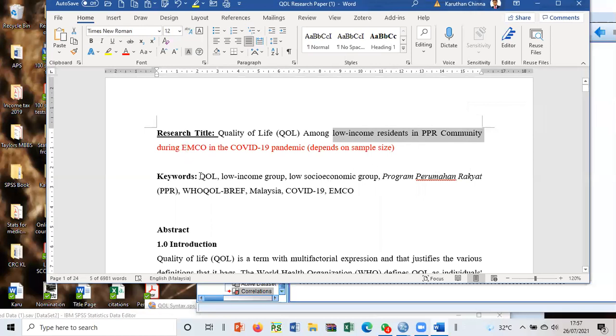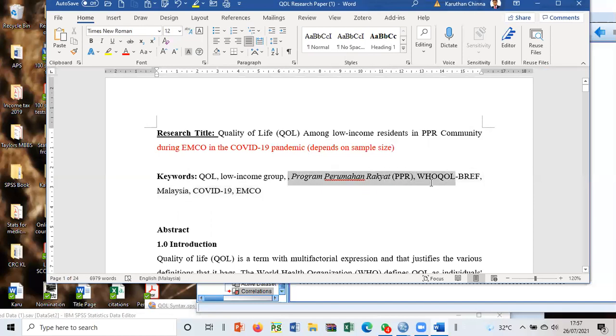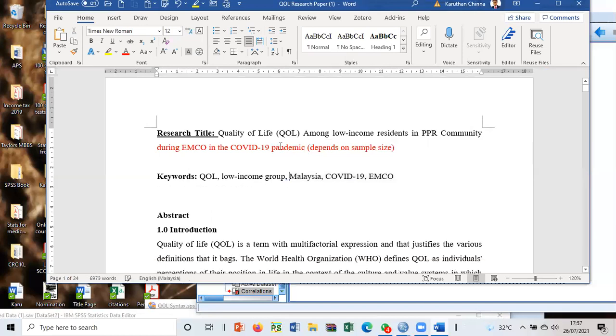Now the keywords are too many. Low income, low social is the same, right? COVID-19 is enough. Even this one here is not necessary; we are doing the analysis there. Quality of life, low income, COVID-19, and EMCO. EMCO, MCO? I think we change it to MCO, generally.